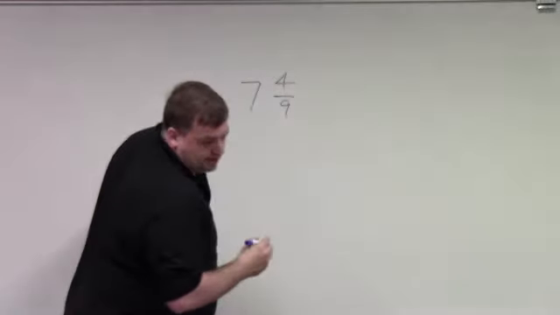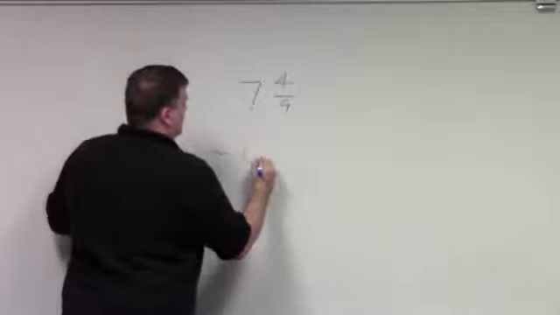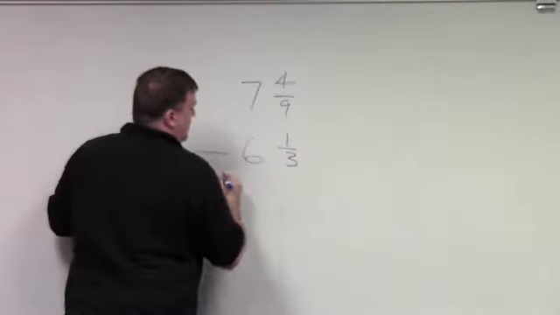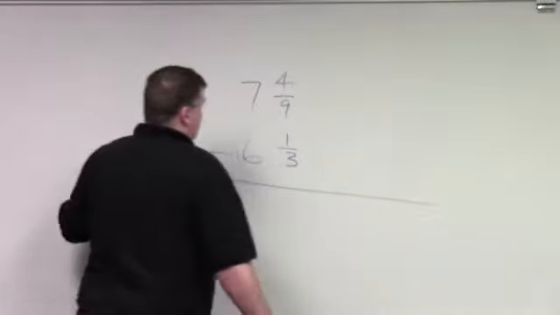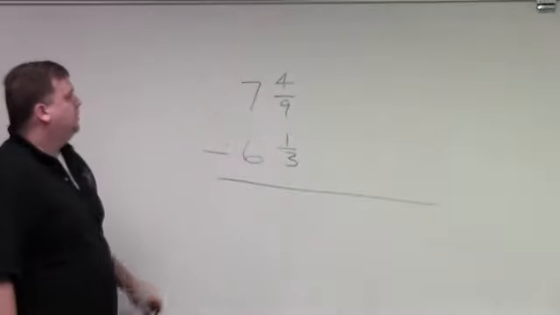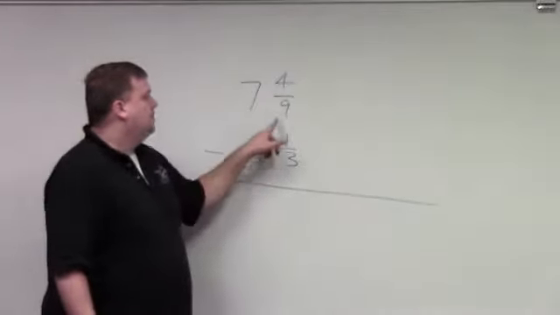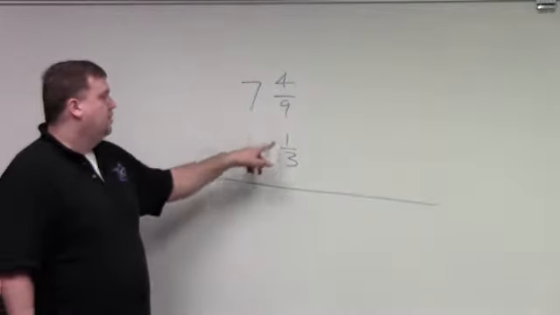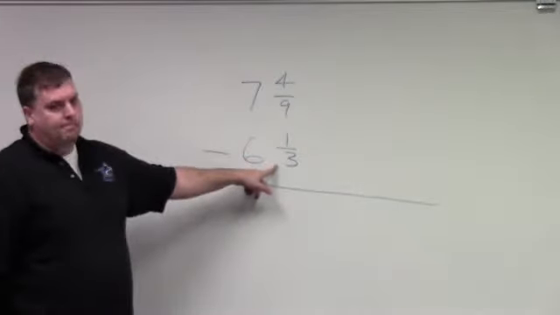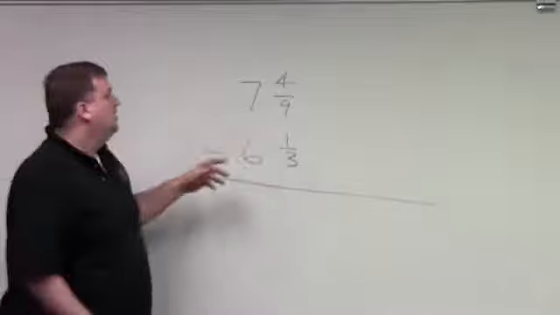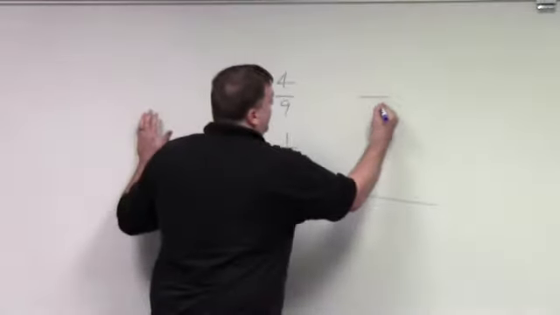Seven and 4/9 minus 6 and 1/3. So just like addition, we can do subtraction between mixed numbers as well. The process is still the same. We still need to find a common denominator. So between 9 and 3, what would our common denominator be? 9, right? Because 3 goes into 9. So let's use the 9 that we've already got.